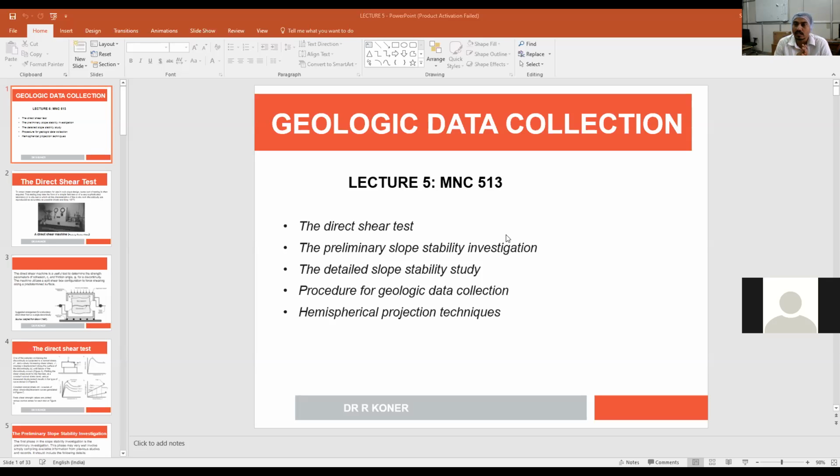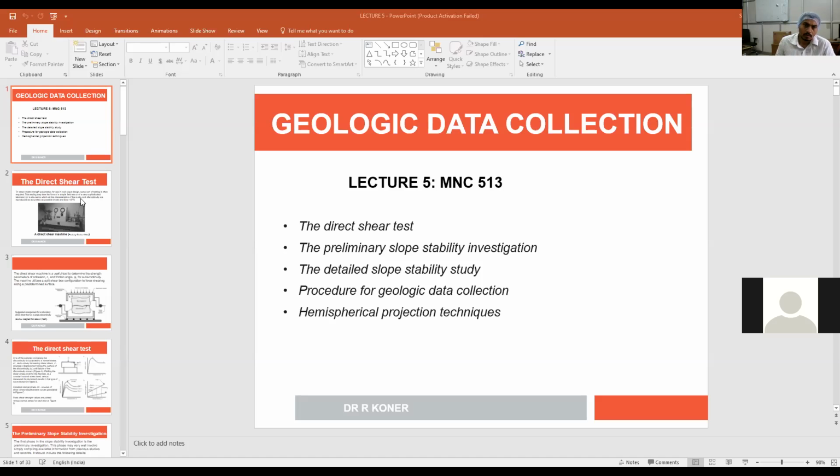In today's lecture, we have briefly subdivided the lecture into 5 parts: the direct shear test, second, the preliminary slope stability investigation, then detailed slope stability investigation, and procedure for geological data collection, and the last is the hemispherical projection technique. Though we will deal with one full class in detail later on the hemispherical projection system, that is true.